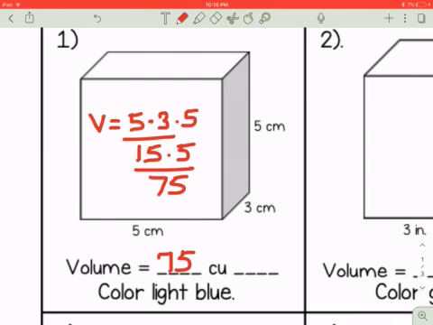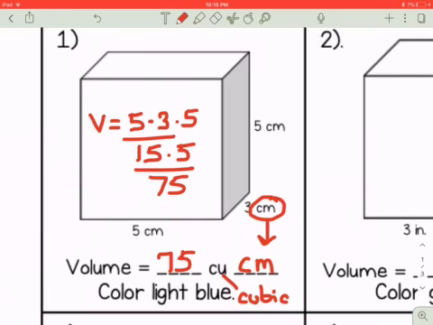And this CU stands for cubic. And when we measure volume, we measure in cubic units. And we'll talk more about what that means in class. But for today, I want us to get used to writing down the units. So what goes in the second blank is whatever unit they're measuring with. So for this first one, it will be centimeters. So my answer is 75 cubic centimeters. I just put that right down there.